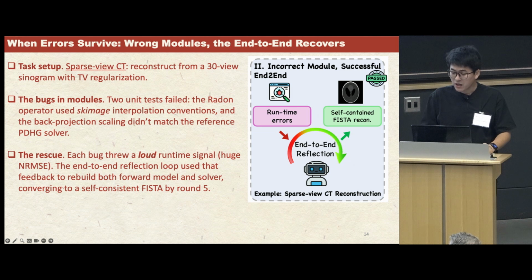Why is it? Because those bugs were very loud. They were shape mismatches, a huge NRMSE. The reflection loop gets a real signal, rebuilds both the forward model and the solver, and they finally converge to a self-consistent fix by round 5. So here, loud errors get fixed. Silent convention drift does not.